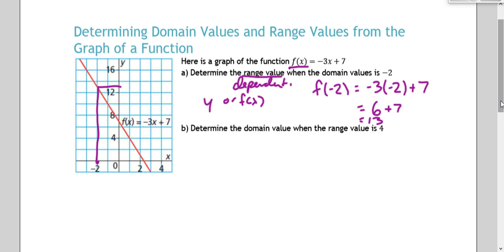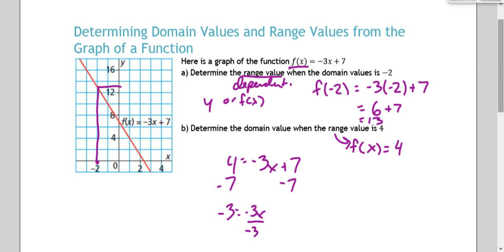Determine the domain value when the range value is 4. So remember, this is saying f(x) is equal to 4. So 4 is equal to -3x + 7, subtract 7. -3 is equal to -3x, divided by -3. 1 is equal to x. So let's check that. If we go up to 1 and up, up, up, 4. Perfect. Done and done. Just remember that domain value, we're solving for x. Range value, we are plugging in numbers.